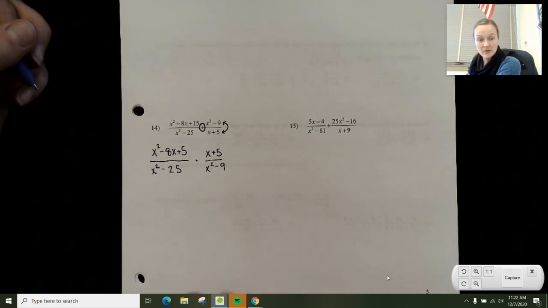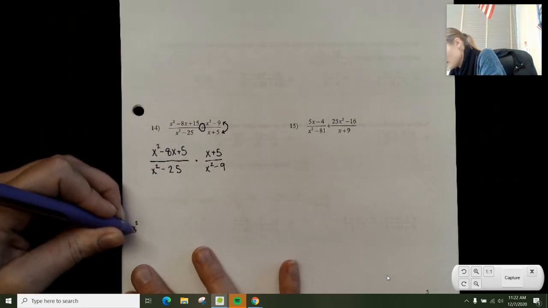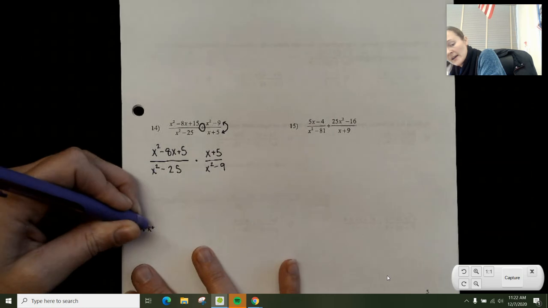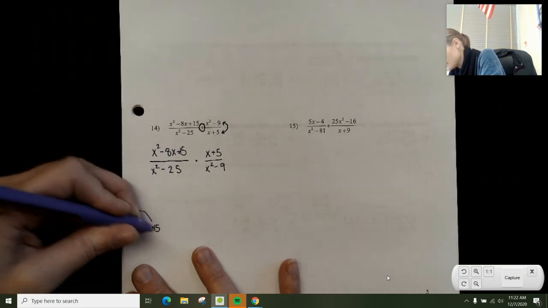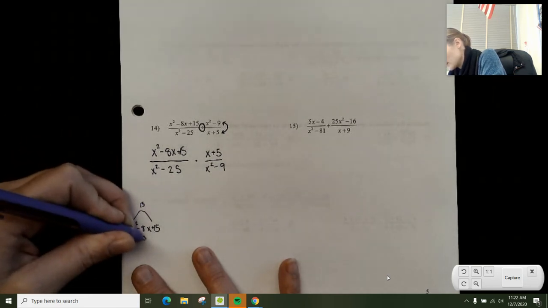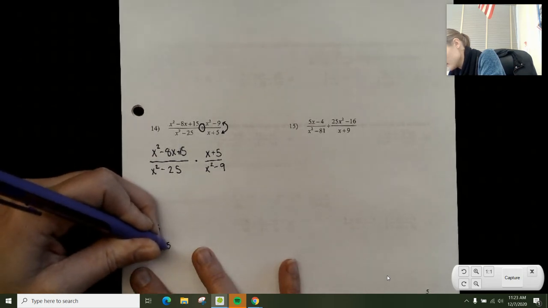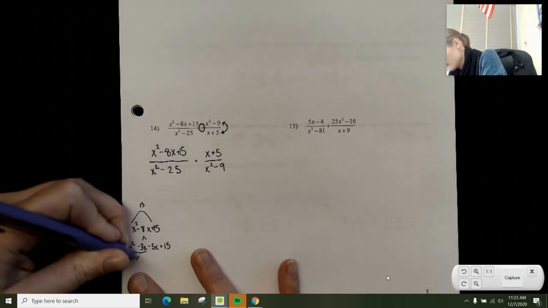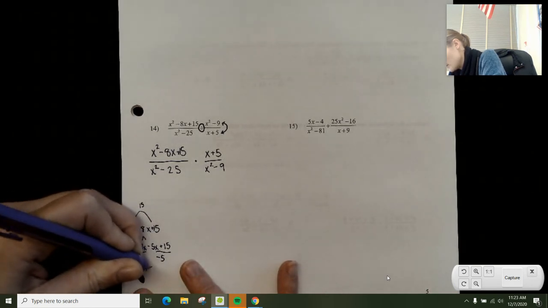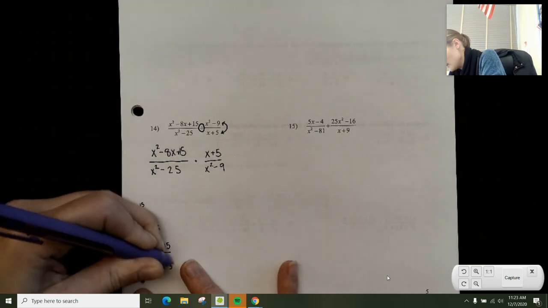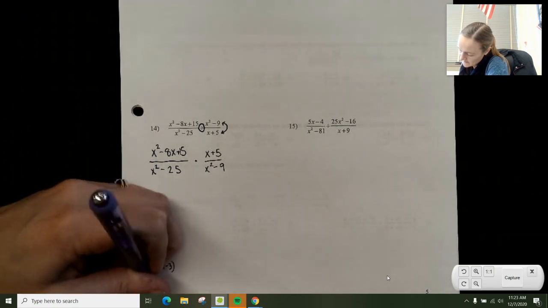So now I have to factor everything. I have to factor this one first. So x squared minus 8x plus 15: multiply to 15, add to negative 8, so I'm going to split this into negative 3x minus 5x. Take out x, take out negative 5. I get x times x minus 3 minus 5 times x minus 3. So I can see that my factors are going to be x minus 5 times x minus 3.